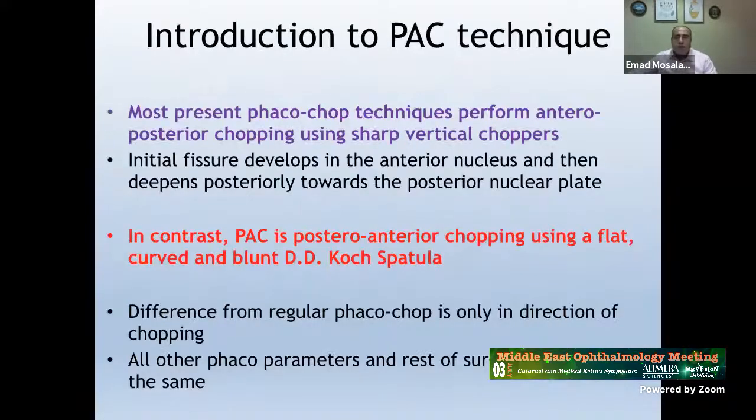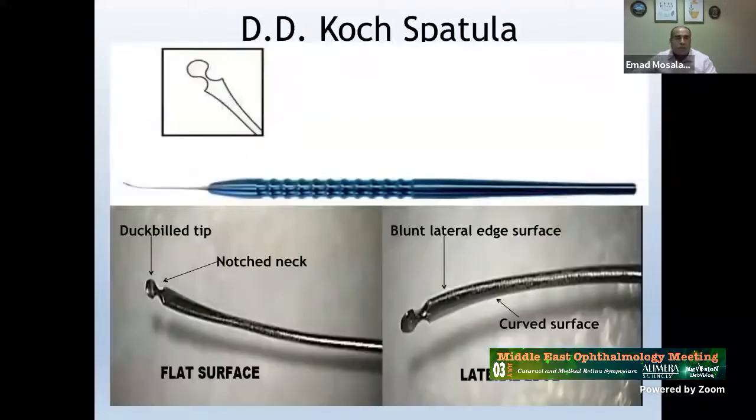Most present phaco-chop techniques perform anterior-posterior chopping using sharp vertical choppers. In contrast, PAC is posterior-anterior chopping using a flat, curved, and blunt Koch spatula. The difference from regular techniques is only the direction of chopping. All other phaco parameters and the rest of the surgical steps remain the same. This is the spatula we use as a chopper. It consists of two surfaces, a flat surface and a lateral edge. This spatula has a curved surface that goes along with the shape of the nucleus and posterior capsule.